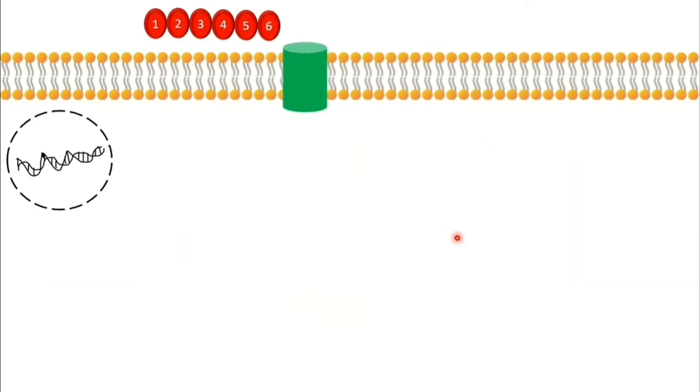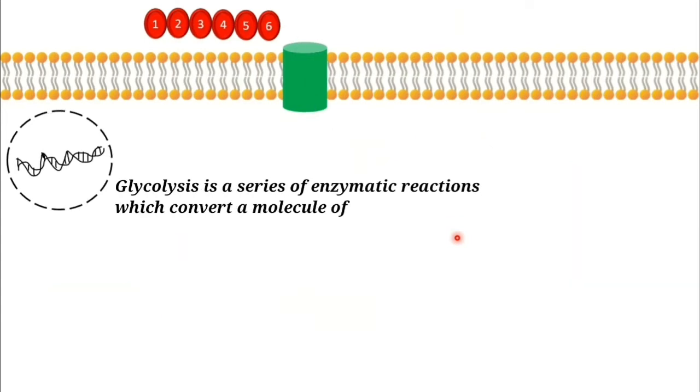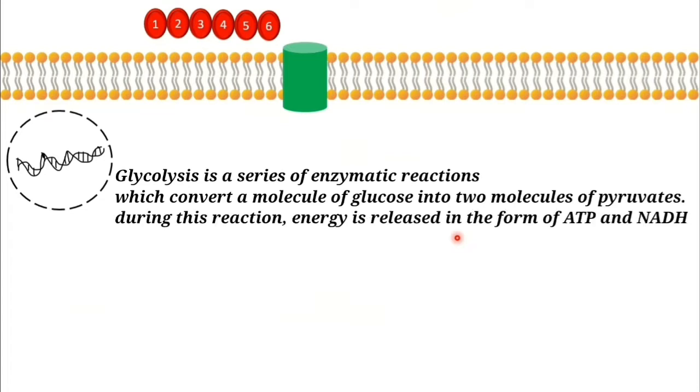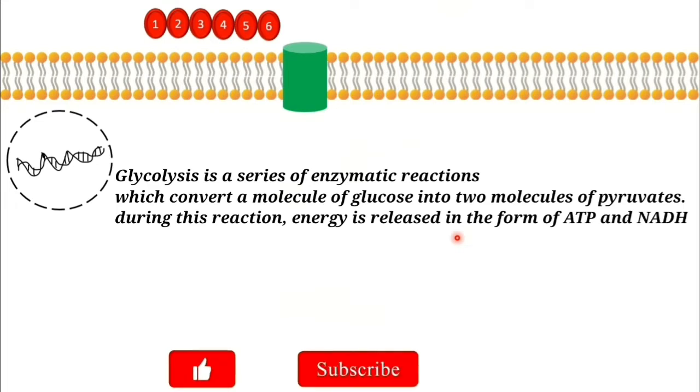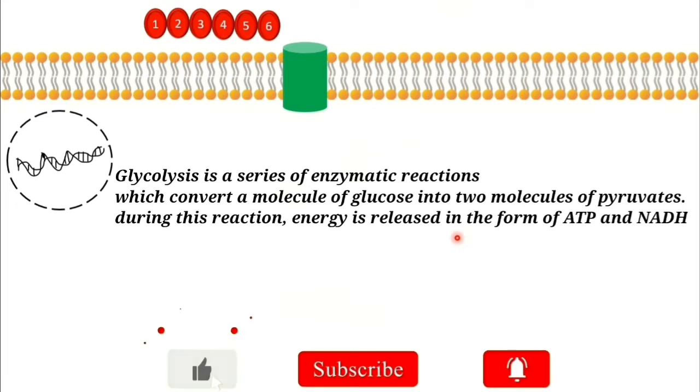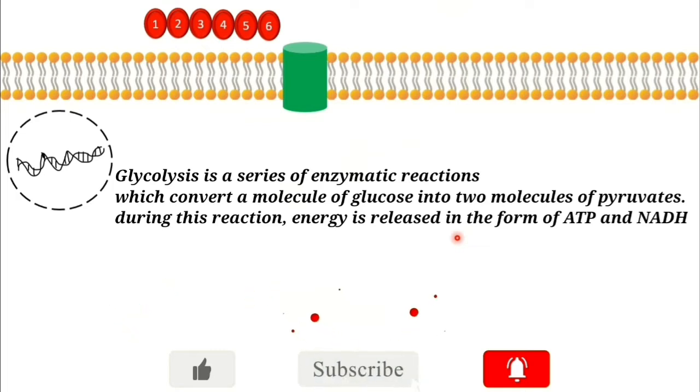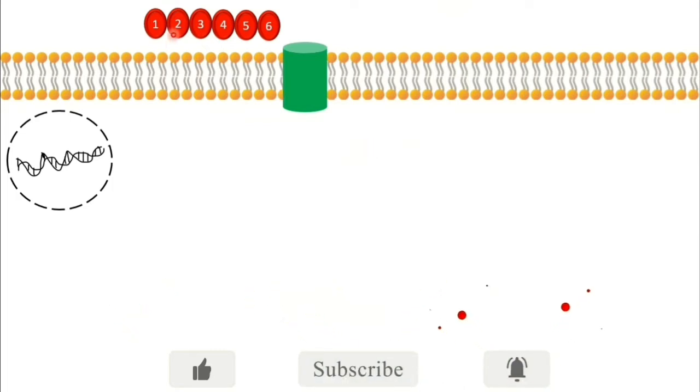So let's define glycolysis. Glycolysis is a series of enzymatic reactions which convert a molecule of glucose into two molecules of pyruvate. During this reaction, energy is released in the form of ATP and NADH. Okay, then how do these molecules of glucose get in the cell? These molecules of glucose get in the cell through a glucose transporter. As you see here in the membrane, there is a glucose transporter.